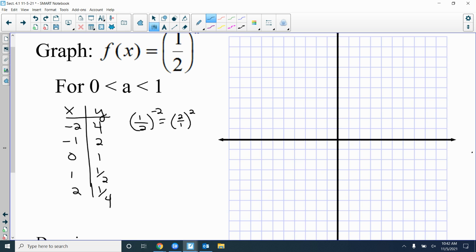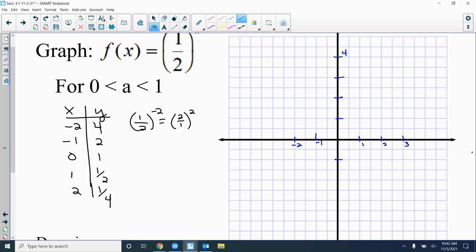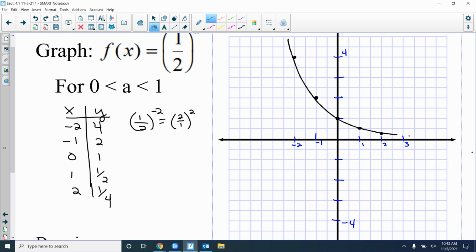I'm going to do the same thing. Make it a little bit easier to graph. Go every 2 marks. My scale will be 1. So -2, 4 will be up here. -1, 2. 0, 1. 1, 1/2. 2, 1/4. Okay, same idea except it starts on the left, positive, and then it goes through and it goes towards 0.